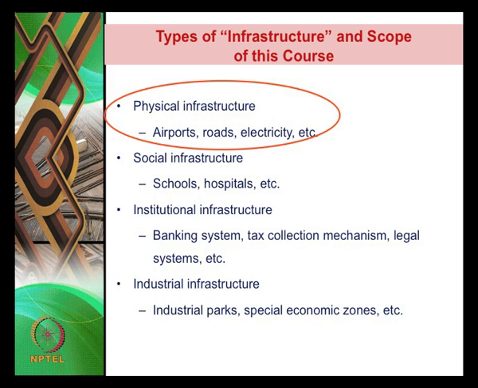Then you have industrial infrastructure. These are basically industrial parks, special economic zones and so on. So for promotion of various industries, it is very critical that there is high quality industrial infrastructure available. So we have several of those initiatives that are being undertaken by various governments. So in essence, there are several types of infrastructure.